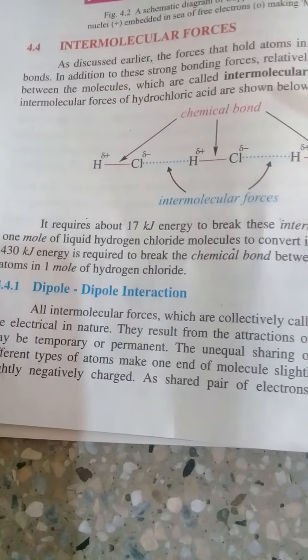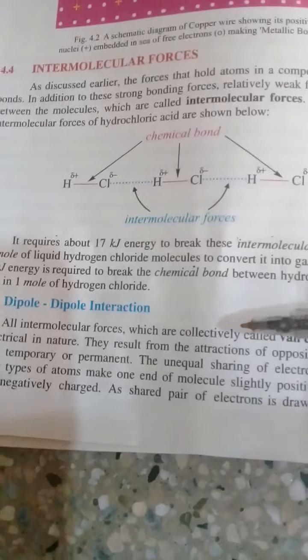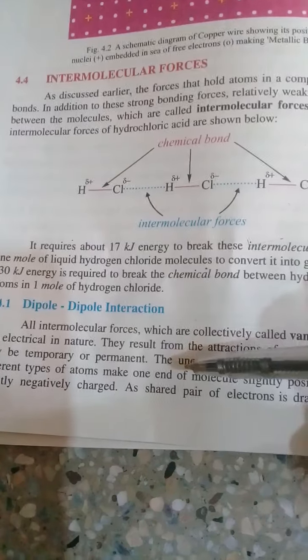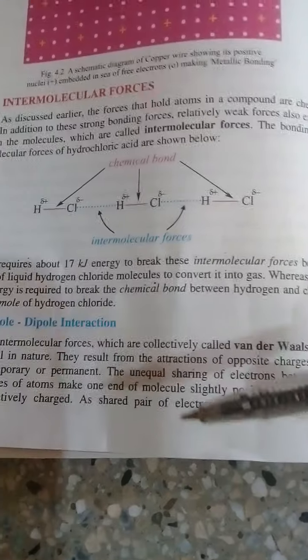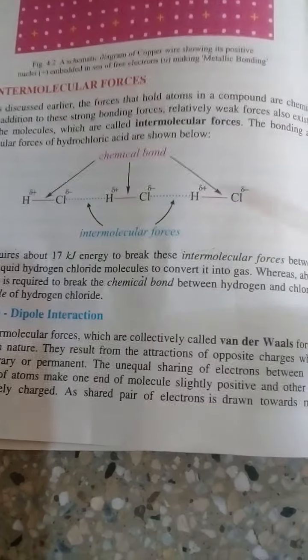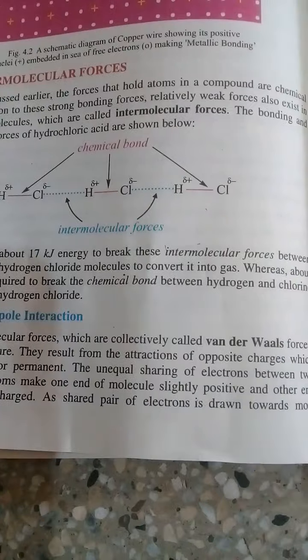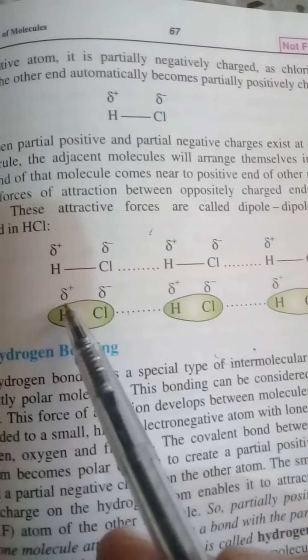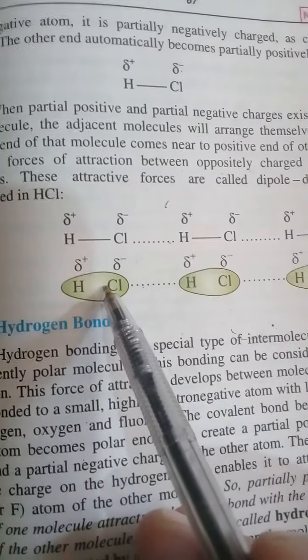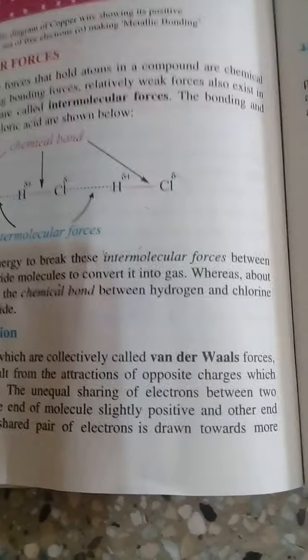These are electrical because of charges. They result from the interactions of opposite charges which may be temporary or permanent. So these charges may be temporary or may be permanent. It depends on the situation and on the type of force and the type of molecules in between which the forces are existing. The unequal sharing of electrons between two different types of atoms makes one end of the molecule slightly positive, as you have observed in the example. One end of the molecule is slightly positive and the other is slightly negative.